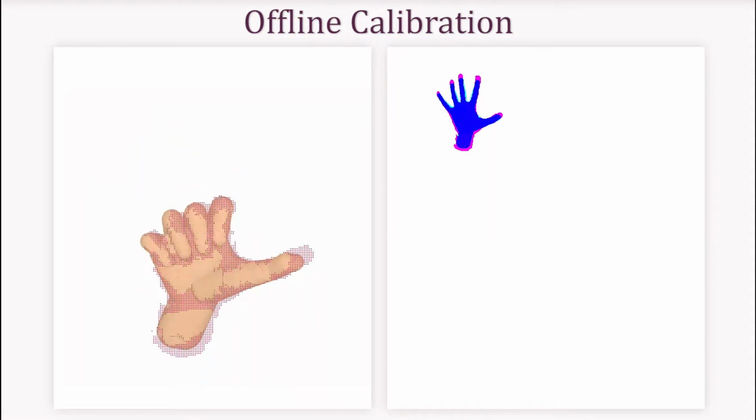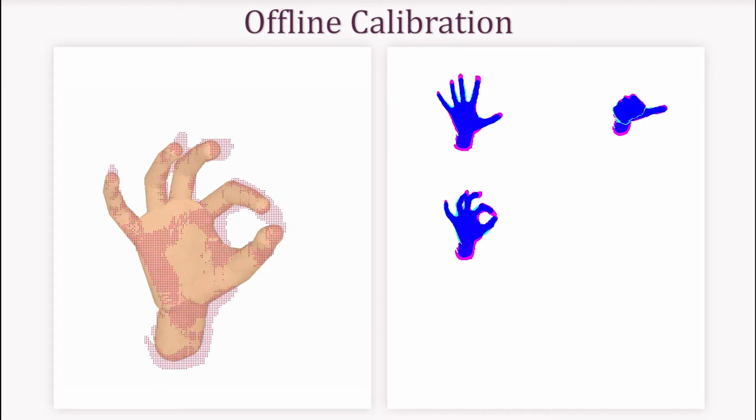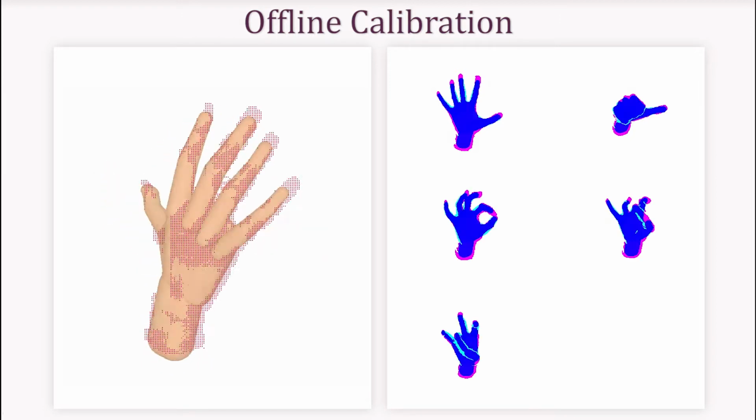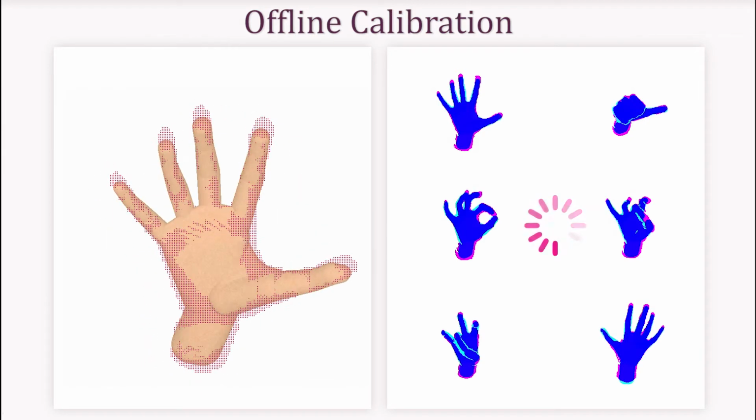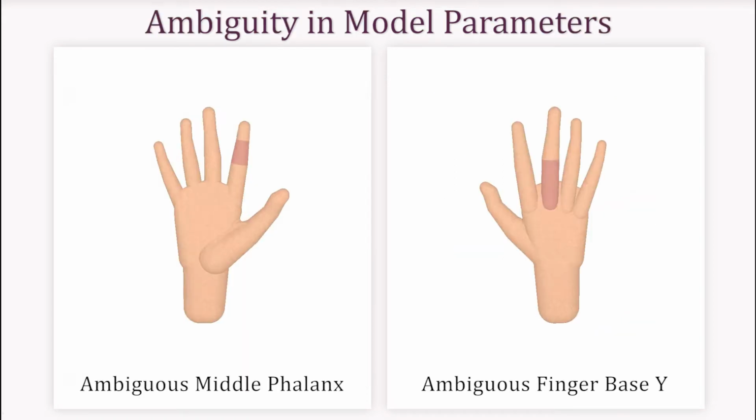Current solutions require the user to select these frames manually while tracking with an uncalibrated model, and then wait for the calibration algorithm to finish. Multiple frames are strictly necessary as no single pose contains all the needed information.